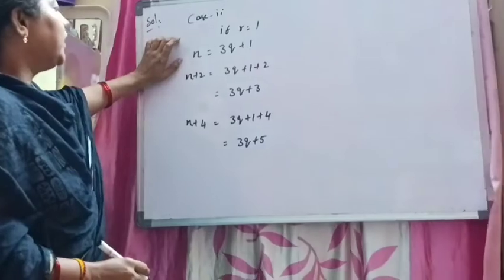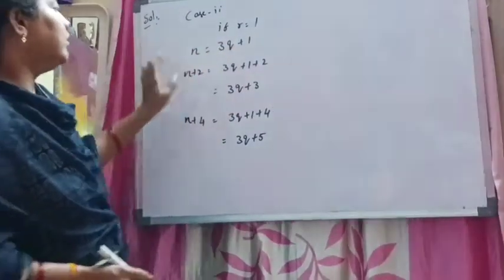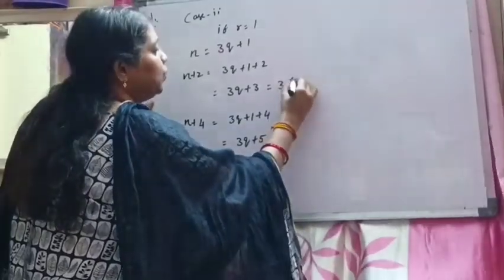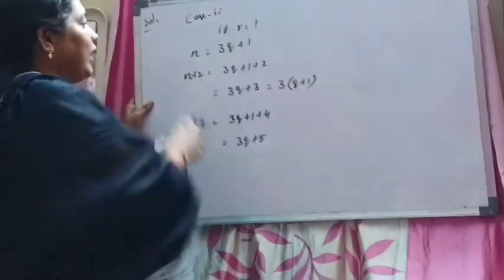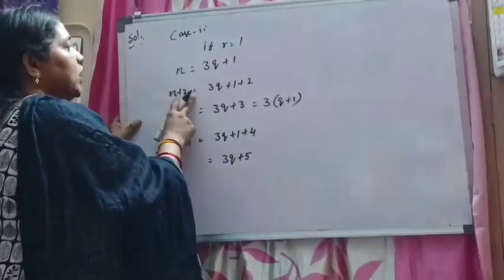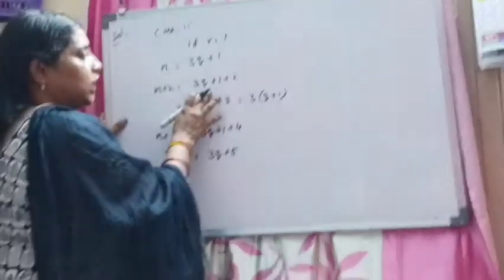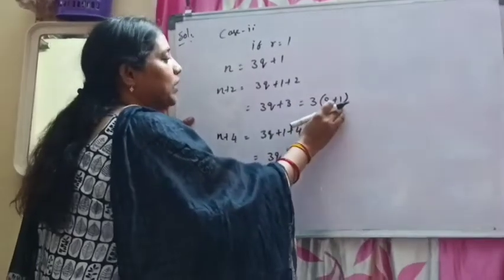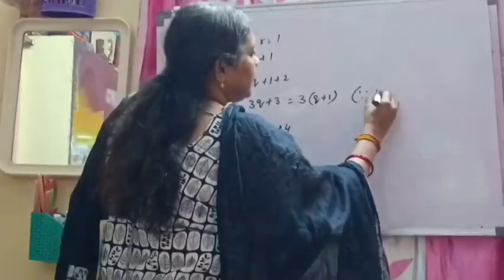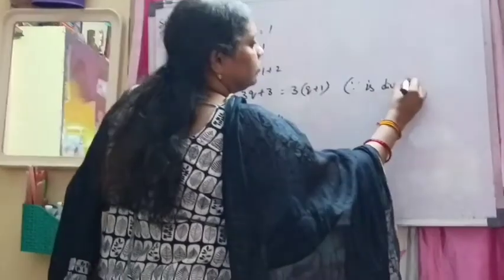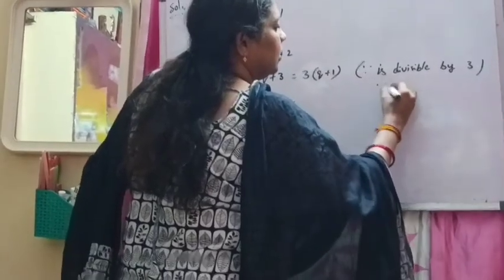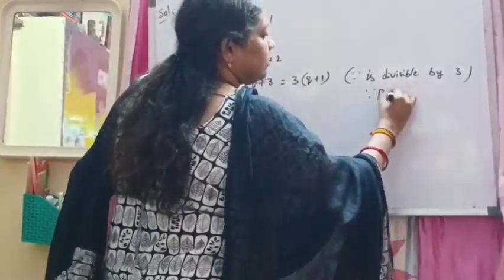If r is equal to 1, n is equal to 3q plus 1, n plus 2 is equal to 3q plus 1 plus 2, that is equal to 3q plus 3. So 3q plus 3 is divisible by 3, since the remainder is 0.